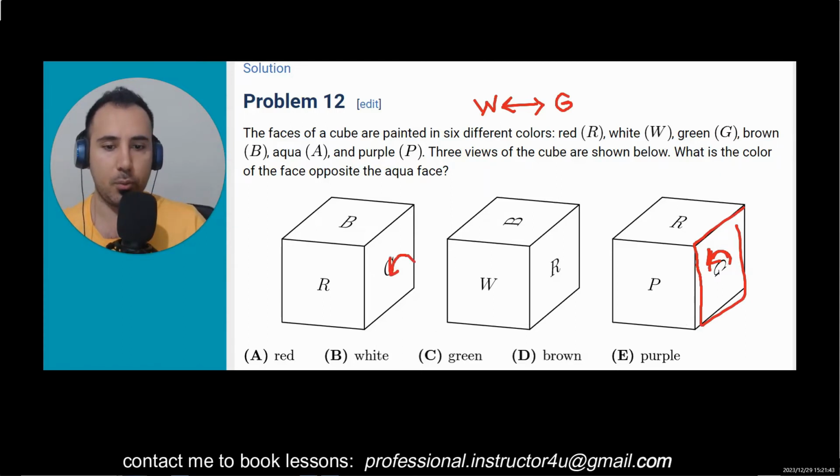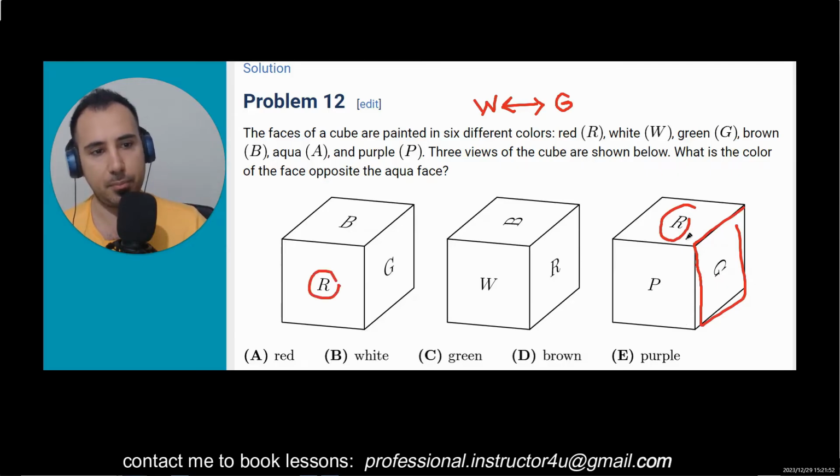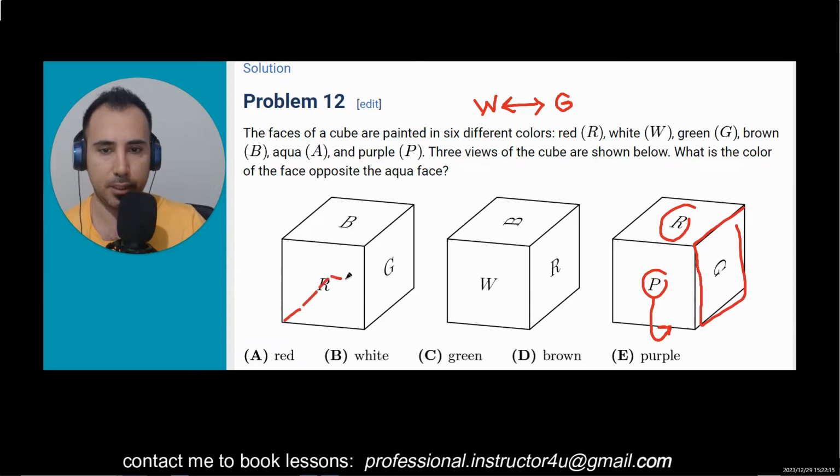So if we do it like this, look what happens to the R. This R will go and become this R because we're going this way. So what happens to the P? If R goes down and becomes this, then what happens to the P? P would also go to the bottom here. So what does that mean? That means P is right over here. This is also P.